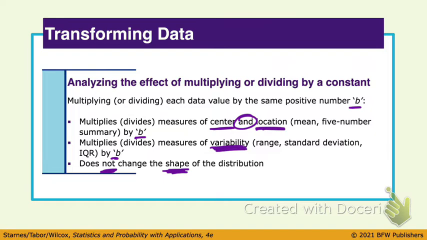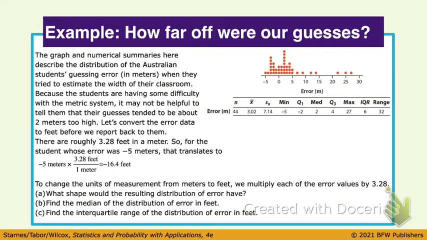So let's look at an example. The graph and numerical summaries here describe the distribution of the Australian students' guessing errors in meters when they tried to estimate the width of their classroom. Because the students are having some difficulty with the metric system, it may not be helpful to tell them that their guesses tended to be about 2 meters too high. So let's convert the error data to feet before we report back to them.